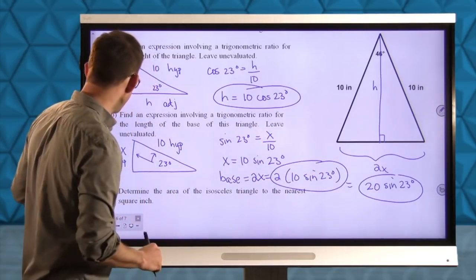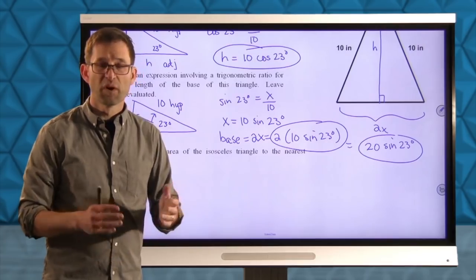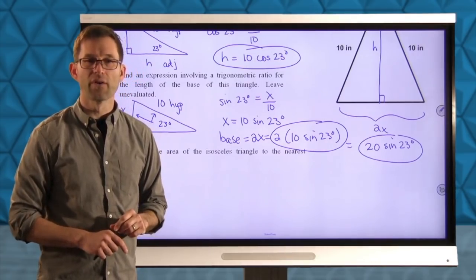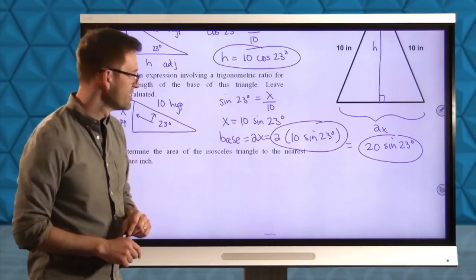All right? Let's take a look at C. Determine the area of the isosceles triangle to the nearest square inch. Why don't you pause the video now, use your calculator, and figure this out. All right, let's take a look.